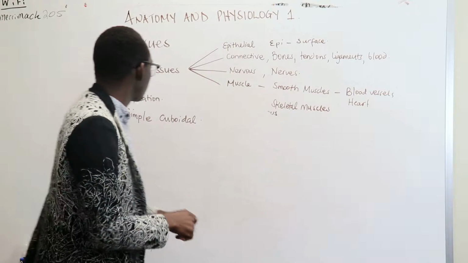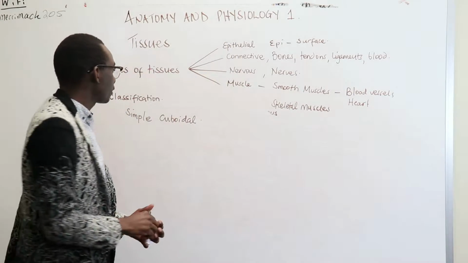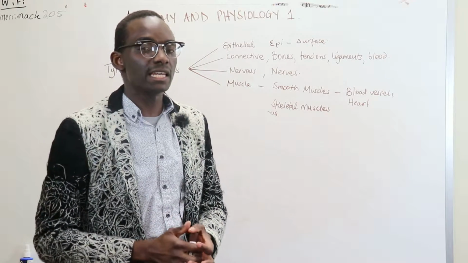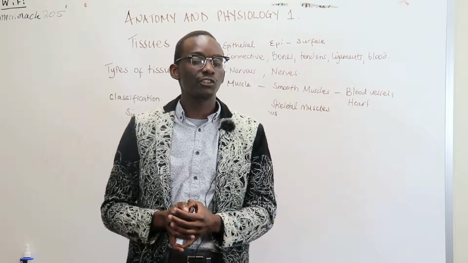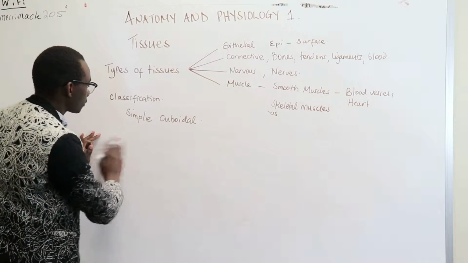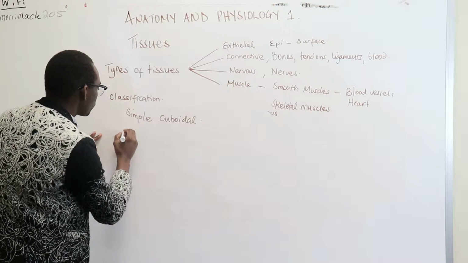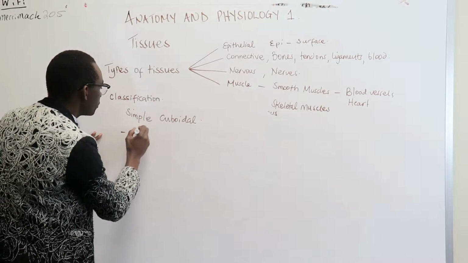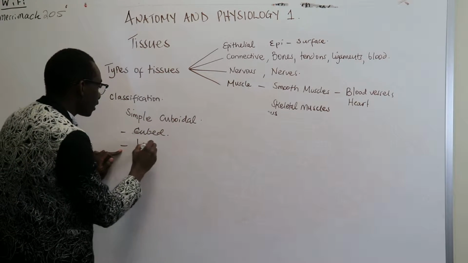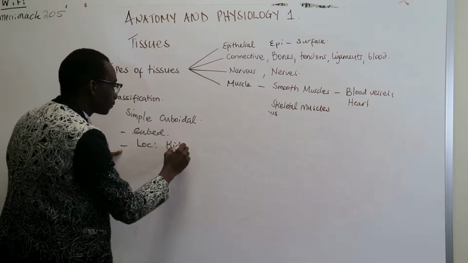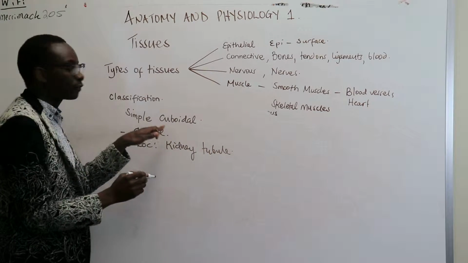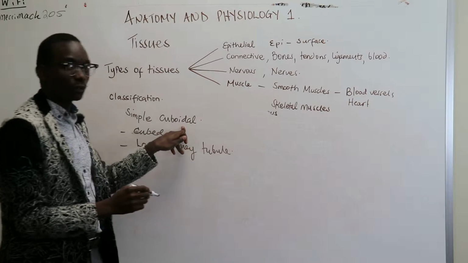So today we are going to look at the simple cuboidal cells. Simple cuboidal cells are the types of cells we find in the kidney, and they are responsible for the secretion and absorption of substances. So now, simple cuboidal, they are cubed. These cells look like cubes, and they are usually located in the kidney tubules.